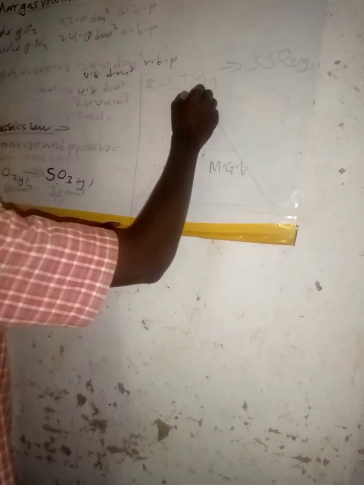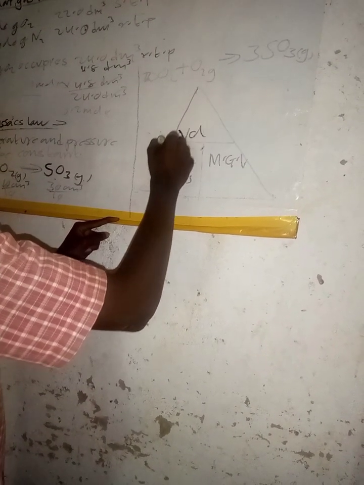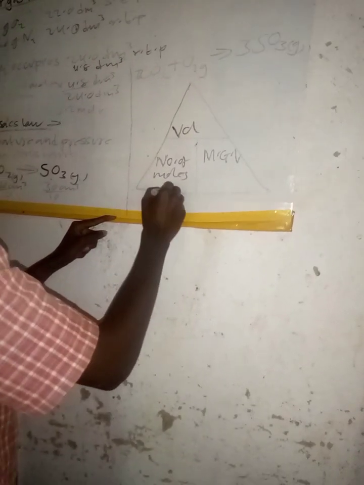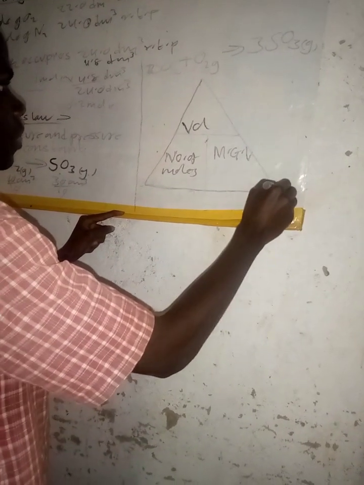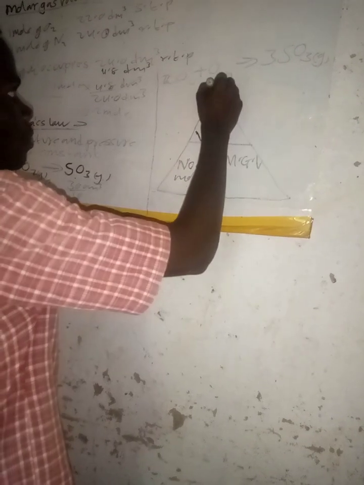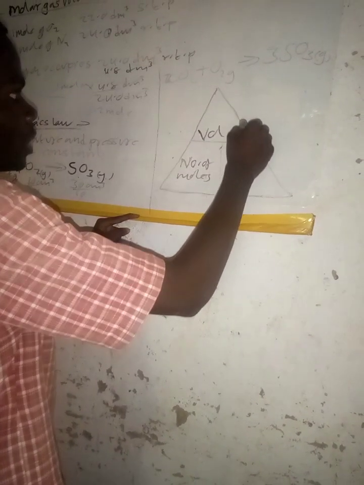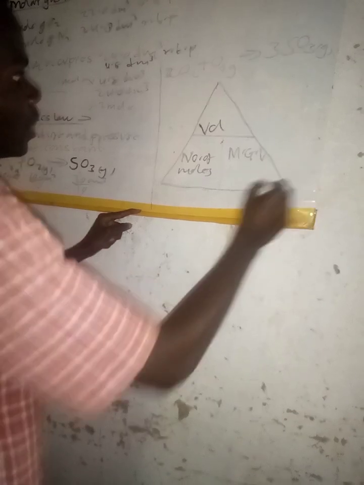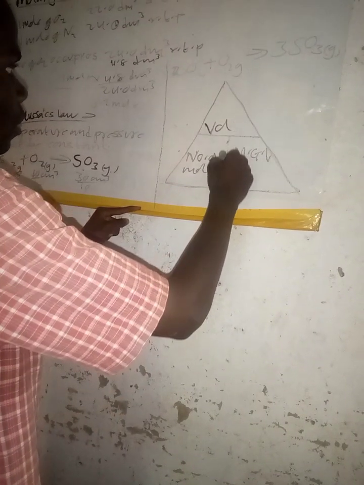This triangle will be helping you in calculating some of the problems involving Gay-Lussac's law. Volume, number of moles, then molar gas volume.